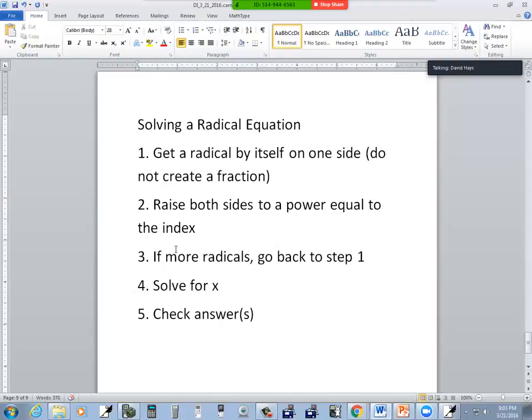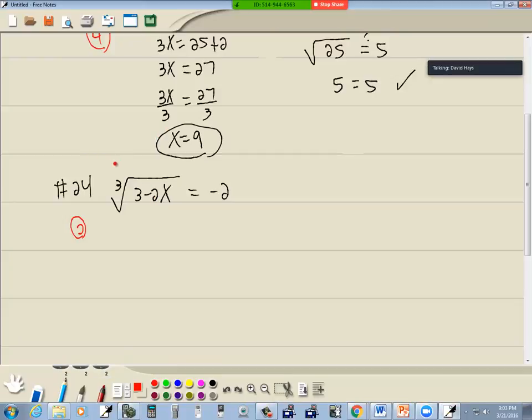Step 2, raise both sides to a power equal to the index. Remember, your index is whatever number is in this slot, which in this problem is 3. So I'll take both sides to the third power. Now when your index matches the power, they cancel each other away. So you got 3 minus 2x. And negative 2 to the third power, negative 2 times negative 2 is 4, times another negative 2 is negative 8.